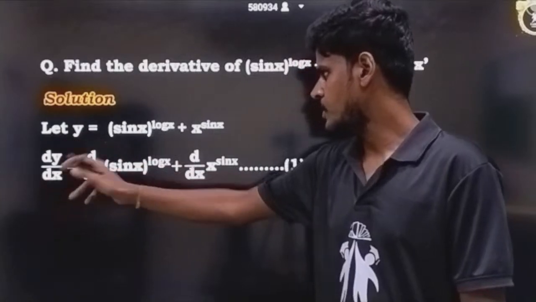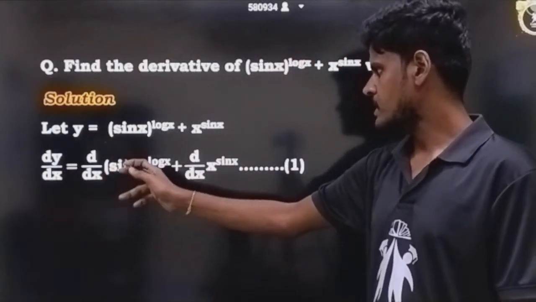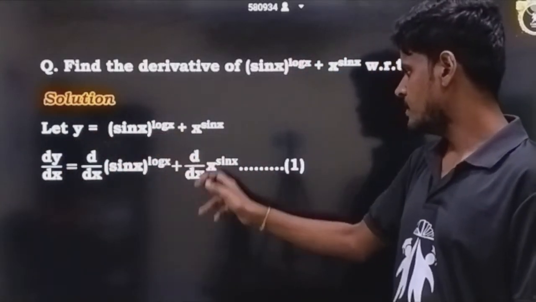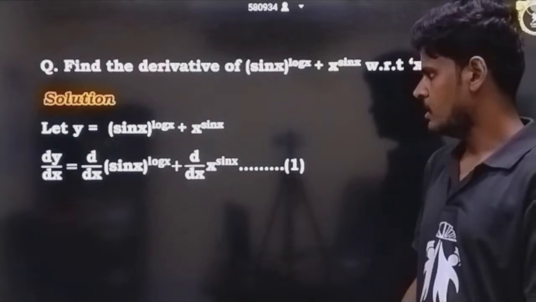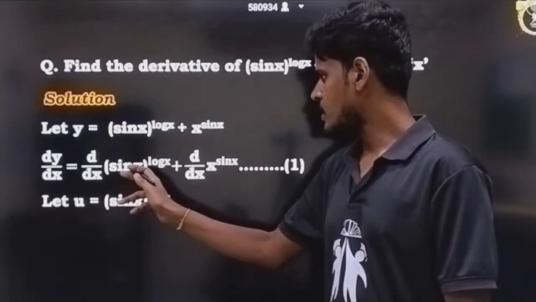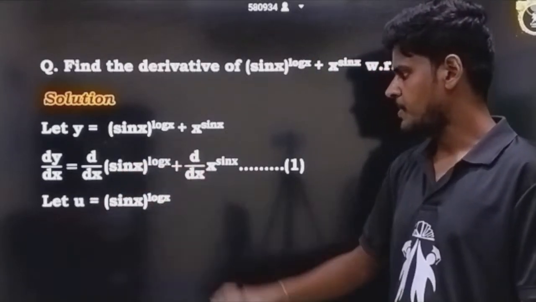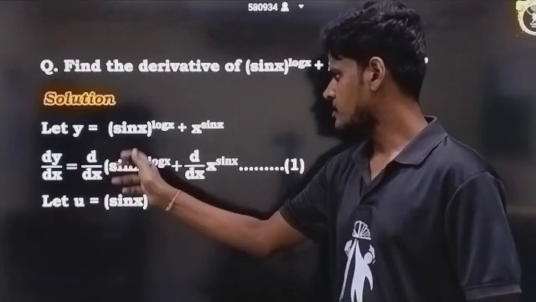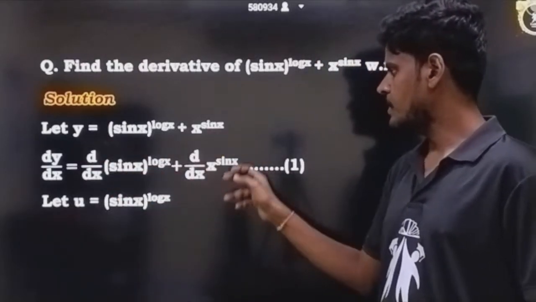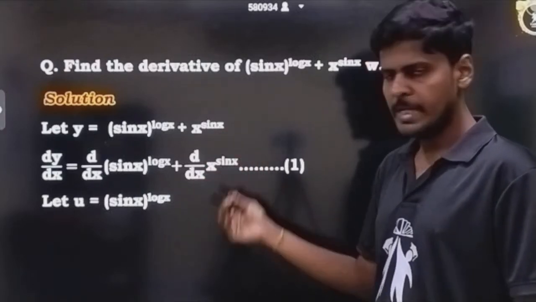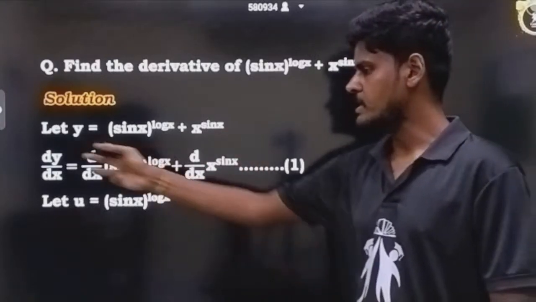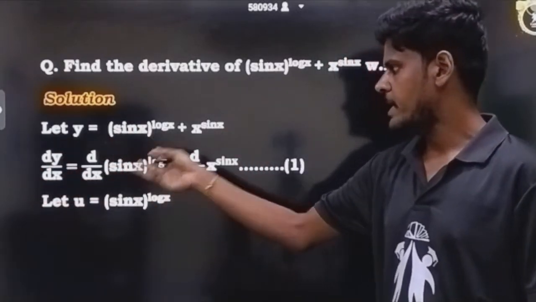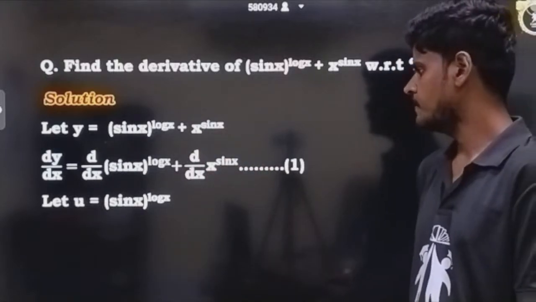So dy by dx is nothing but dy by dx of the first term plus dy by dx of the second term. Now let u be equal to the first term, sin x power log x. Then we will find du by dx, that is for the first term. The second term will be v, so dv by dx will be for the second term. The final answer is dy by dx equal to du by dx plus dv by dx.